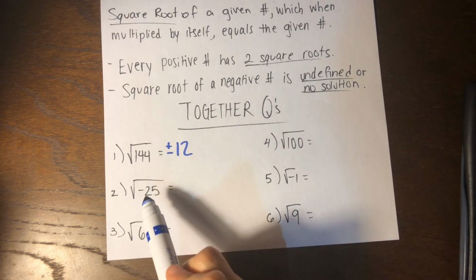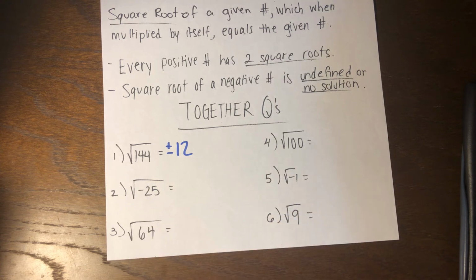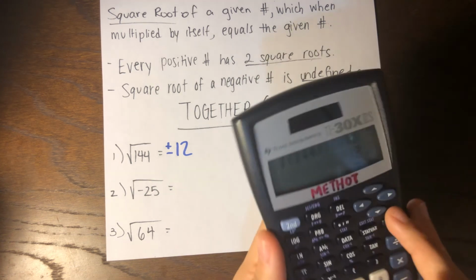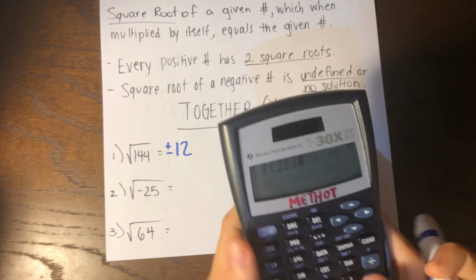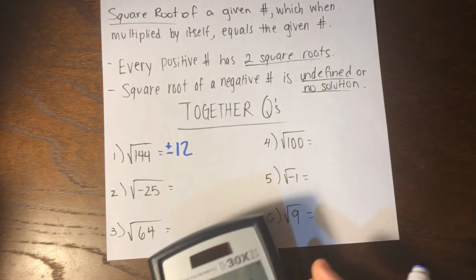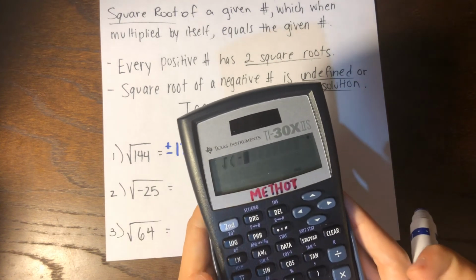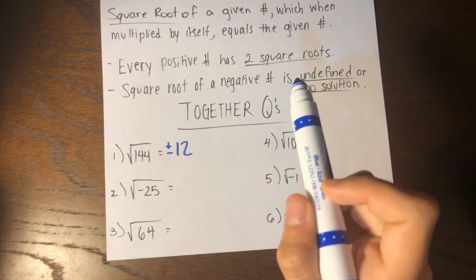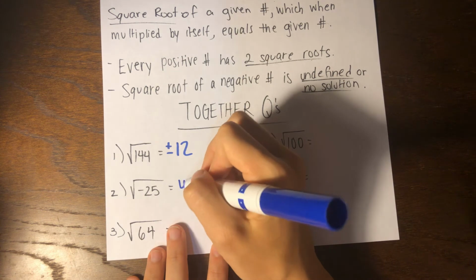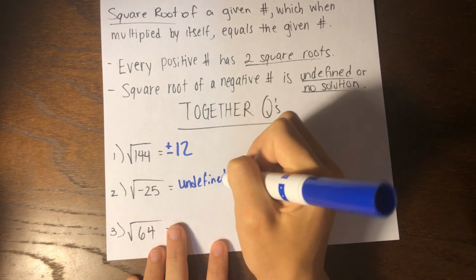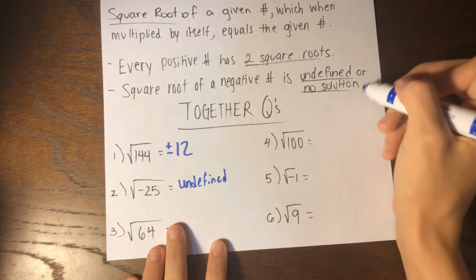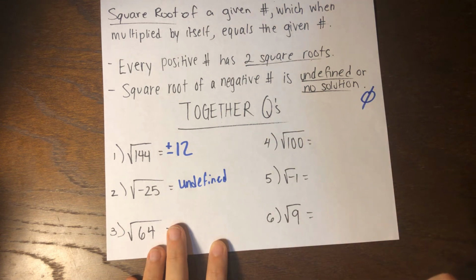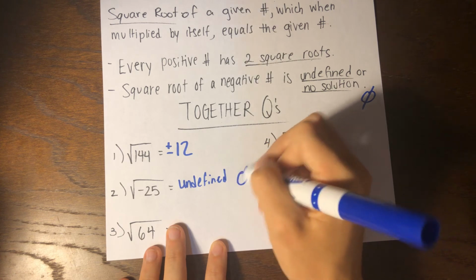We have the square root of negative 25. Well, we know this is not a positive number, so we're not going to have the plus and minus sign. Okay, we know that, what times what would give us 25? We would know the square root of 25, when it's positive, would be 5. But we have a negative 25. So when I type the square root of negative 25 in my calculator, it says domain error. Well, that's because the square root of a negative number is undefined or no solution. So you either write undefined or no solution. And the no solution symbol is just a 0 with a slash through it. So you could either write undefined or you could just draw the symbol. Okay?